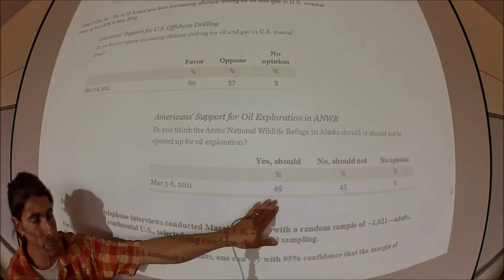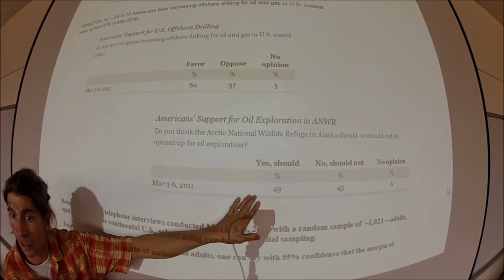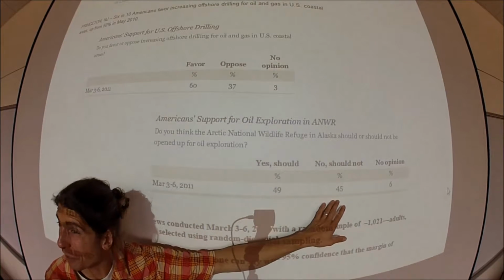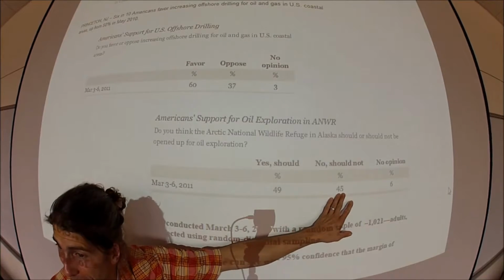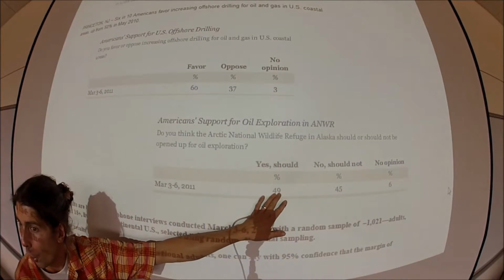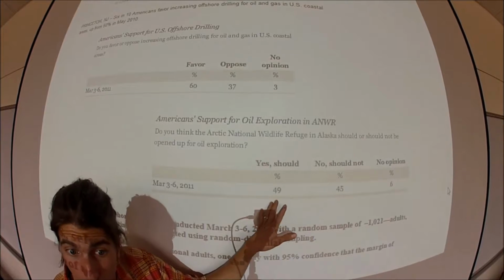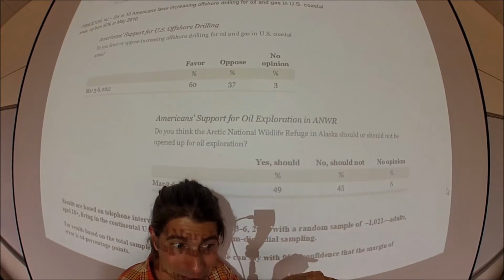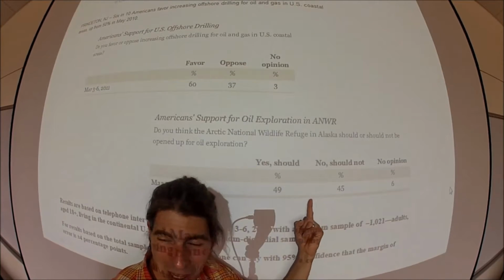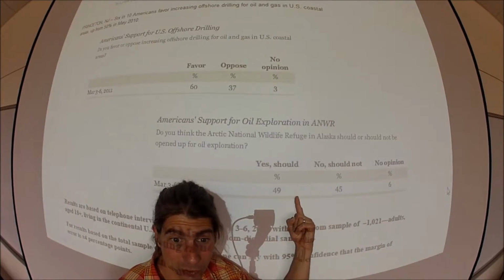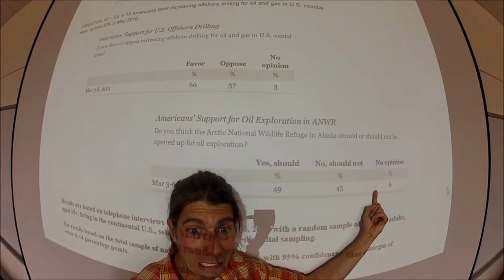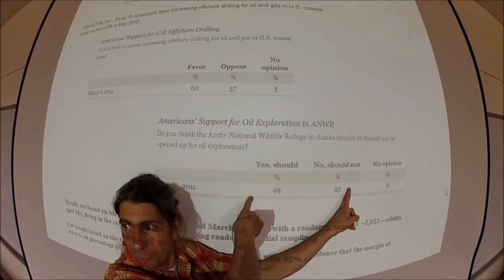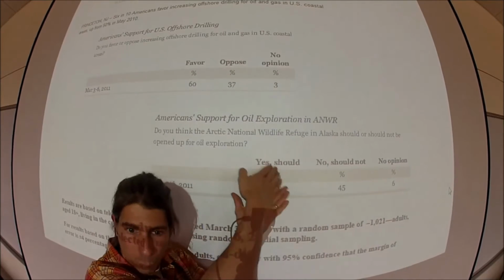So, for example, 49% might be as low as 45% or as high as 53%. 45% might be as low as 41 or as high as 49%. So this guy here might be at 47. This guy here might be at 48, and it might actually disprove what they're claiming.